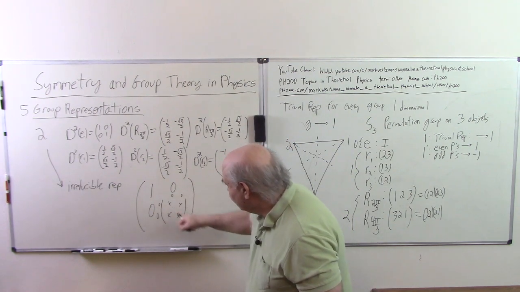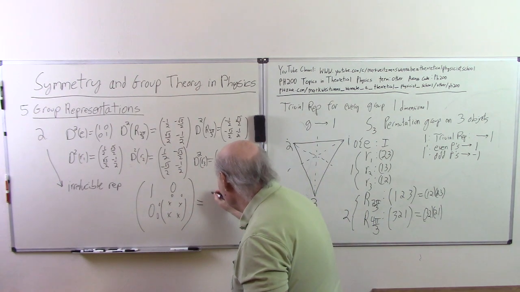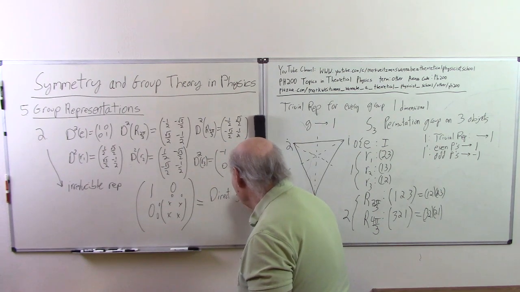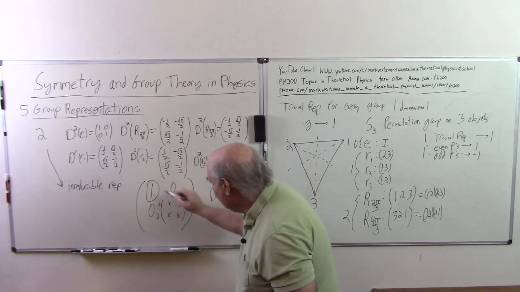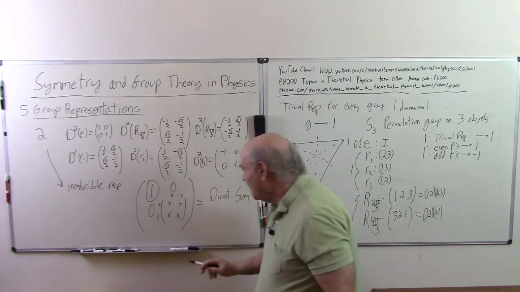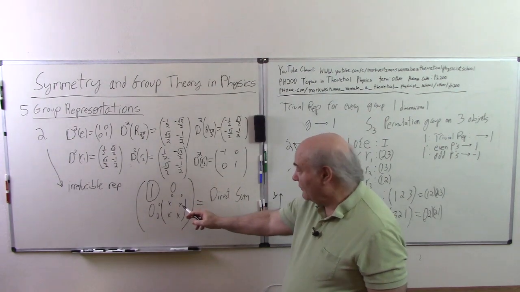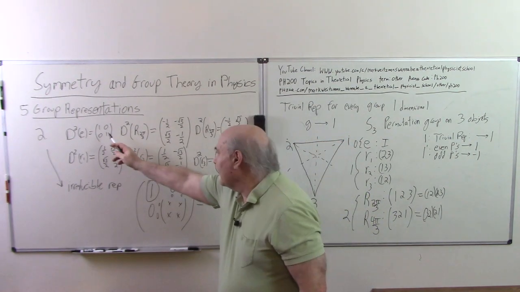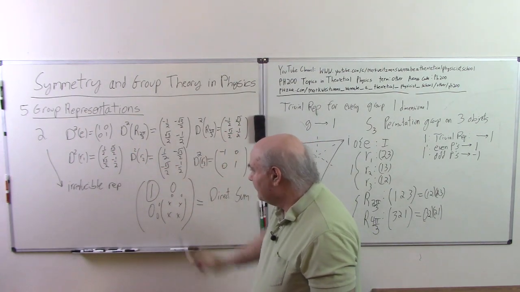These two don't really interact. This is called a direct sum representation. It's the direct sum of this representation and this representation. But I emphasize once again, you have to do this for every group element in the group, not just for one group element. E is diagonal here, R3 is diagonal here, but these aren't diagonal.